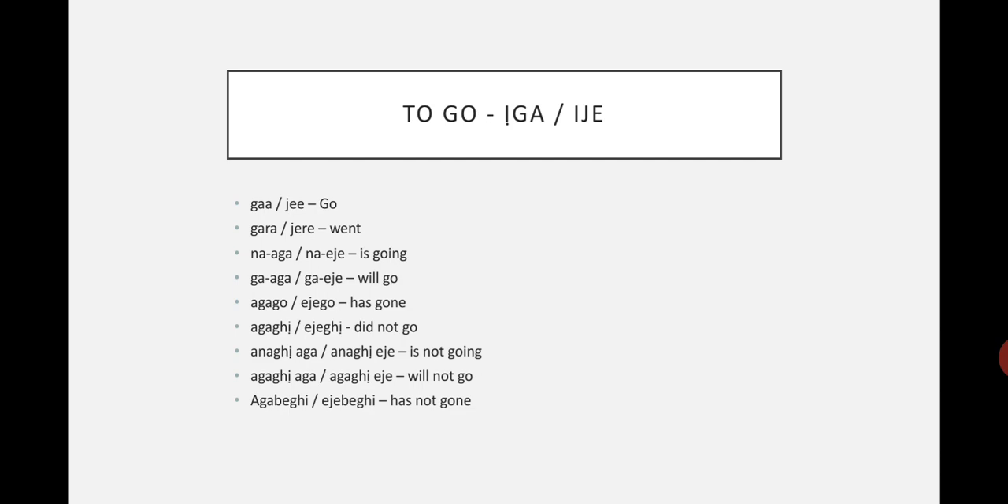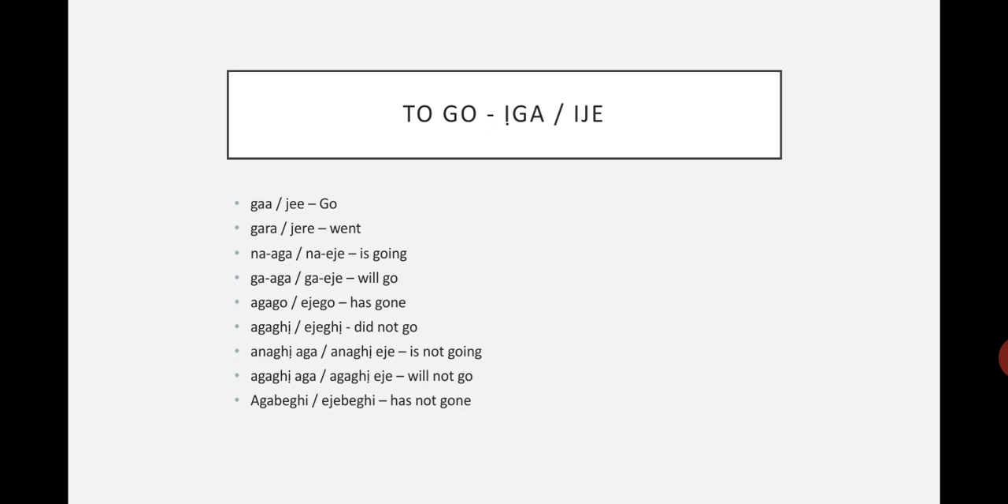Now we're going to conjugate these verbs. Conjugation here means we're going to put it in different tenses so that when you want to make a sentence with any of the verbs in any tense, you will not find it difficult. For instance, to go is in the infinitive form. To go, iga or ije.